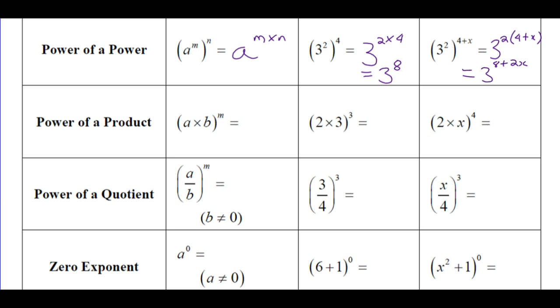Power of a product. If you have a power of a product, then you take each individual part and raise it to the power. So it's a to the m, b to the m. 2 times 3 cubed could be written as 2 cubed times 3 cubed. Could also be written as 6 cubed, right?